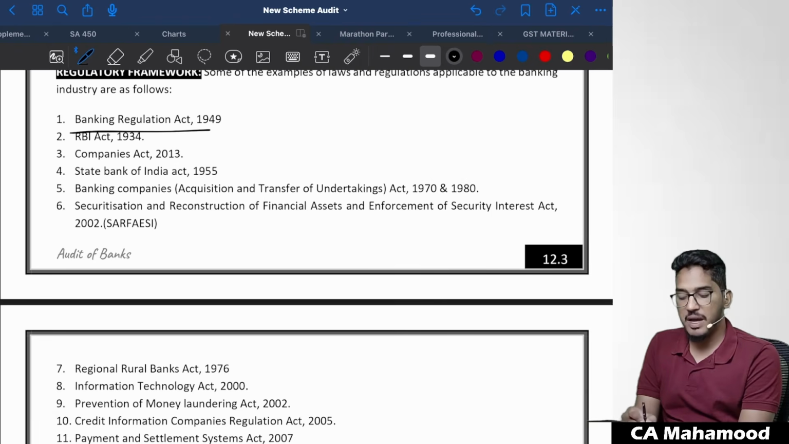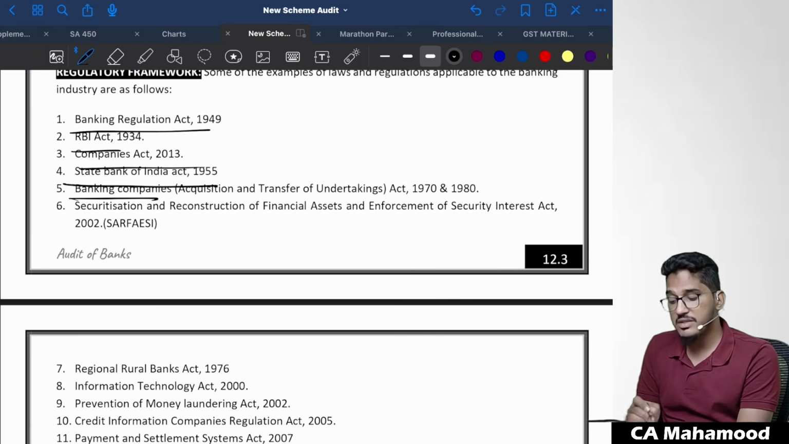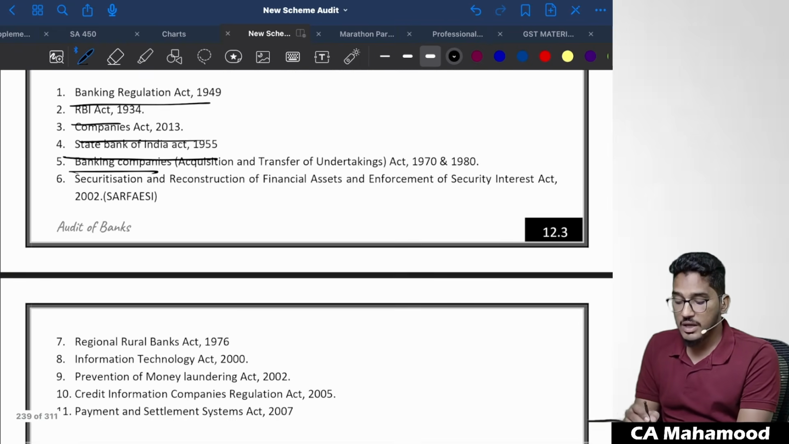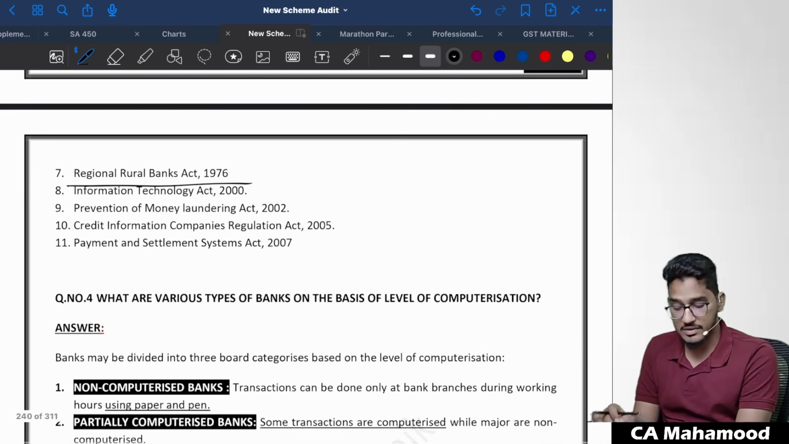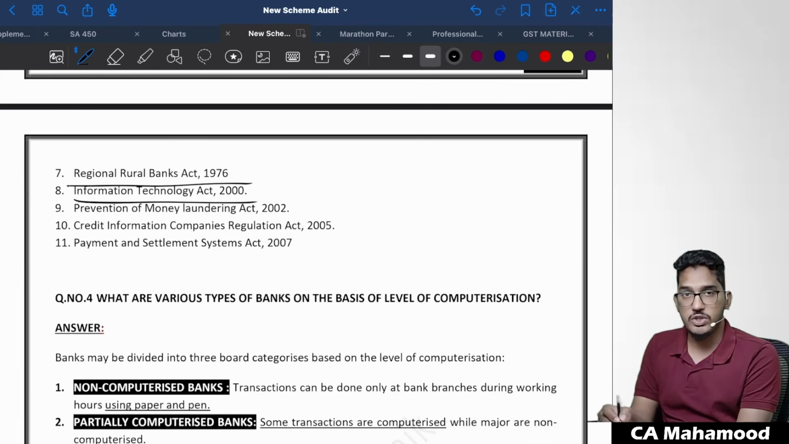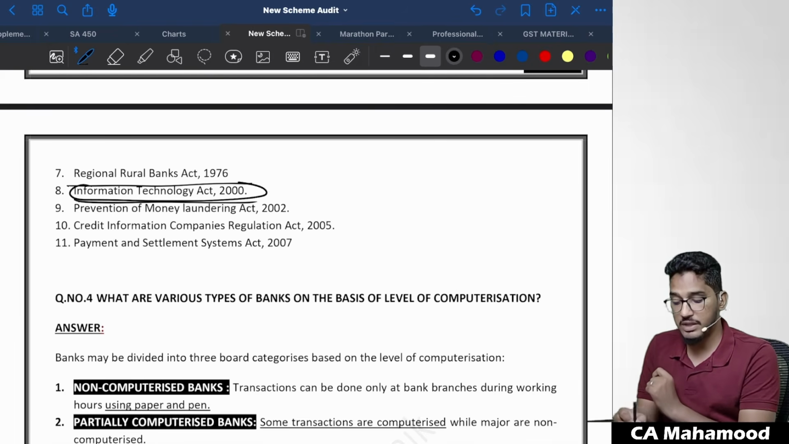Banks have to comply with the Banking Regulation Act, and they have to comply with the RBI Act. If it is a company, they have to comply with the Companies Act. For SBI, there is altogether a separate act, the SBI Act. Then we have the Banking Companies Acquisition and Transfer of Undertakings Act, and then the SARFAESI Act. Then we have something called RRBs. For RRBs, a separate act is there, the Regional Rural Banks Act. And also information technology. Since today banks make extensive use of technology, they are required to comply with the Information Technology Act, and even prevention of money laundering.